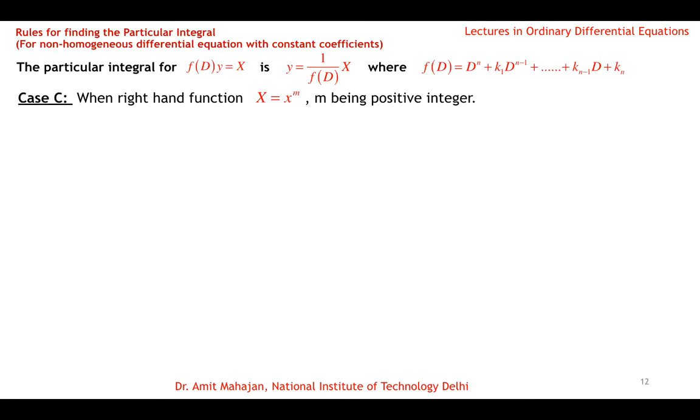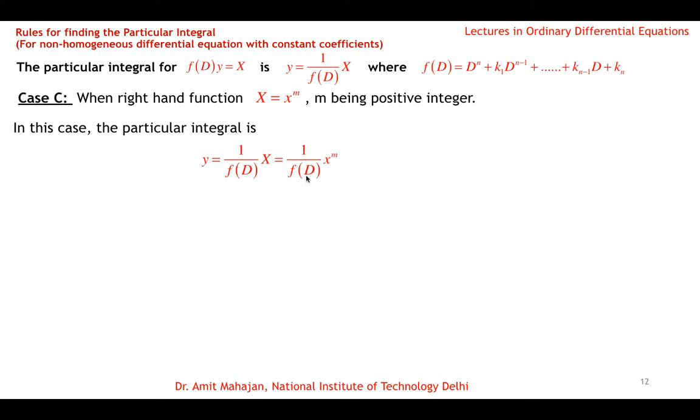Okay, so now I take case 3. In case 1 we had exponential, in case 2 we had trigonometric sine and cos, and now in case 3 we have polynomials. If you have the non-homogeneous differential equation, the particular integral is this, and now we say that if capital X on the right hand side is a polynomial type function, x power m, where m is a positive integer, so we have a constant, x, x square, x cube, x4, polynomial terms, then how do we deal with this? In this case, the particular integral, which is 1 over f(D) operated on capital X, where capital X is x power m, is 1 by the operator on a polynomial.